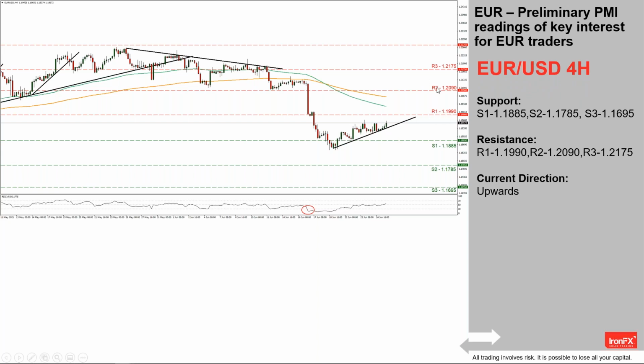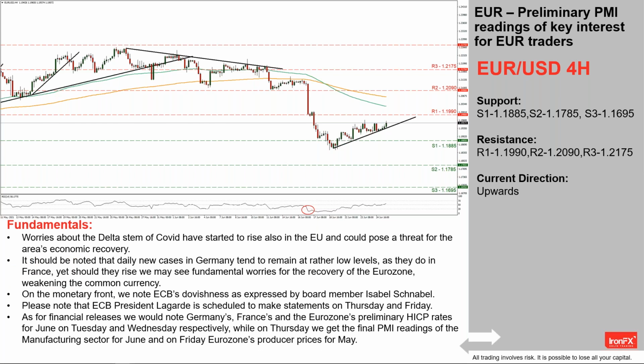Higher than that, we note the 1.2090, which proved to be a support practically back on the 13th to the 14th of June. Even higher than that, we have the 1.2175, which tended to trouble the price action of the pair, both to the upside as well as to the downside throughout June and May. To the downside, we highlight the 1.1885, even lower than that would be the 1.1785, and even lower than that would be the 1.1695.